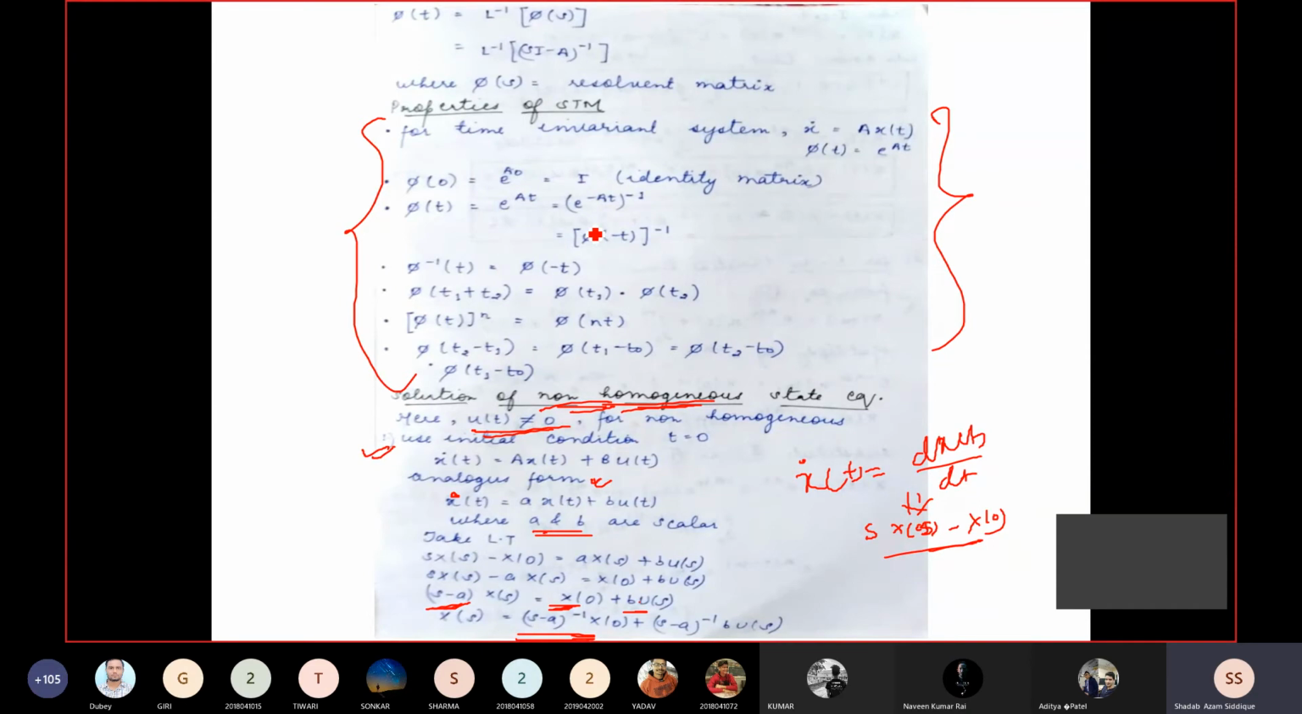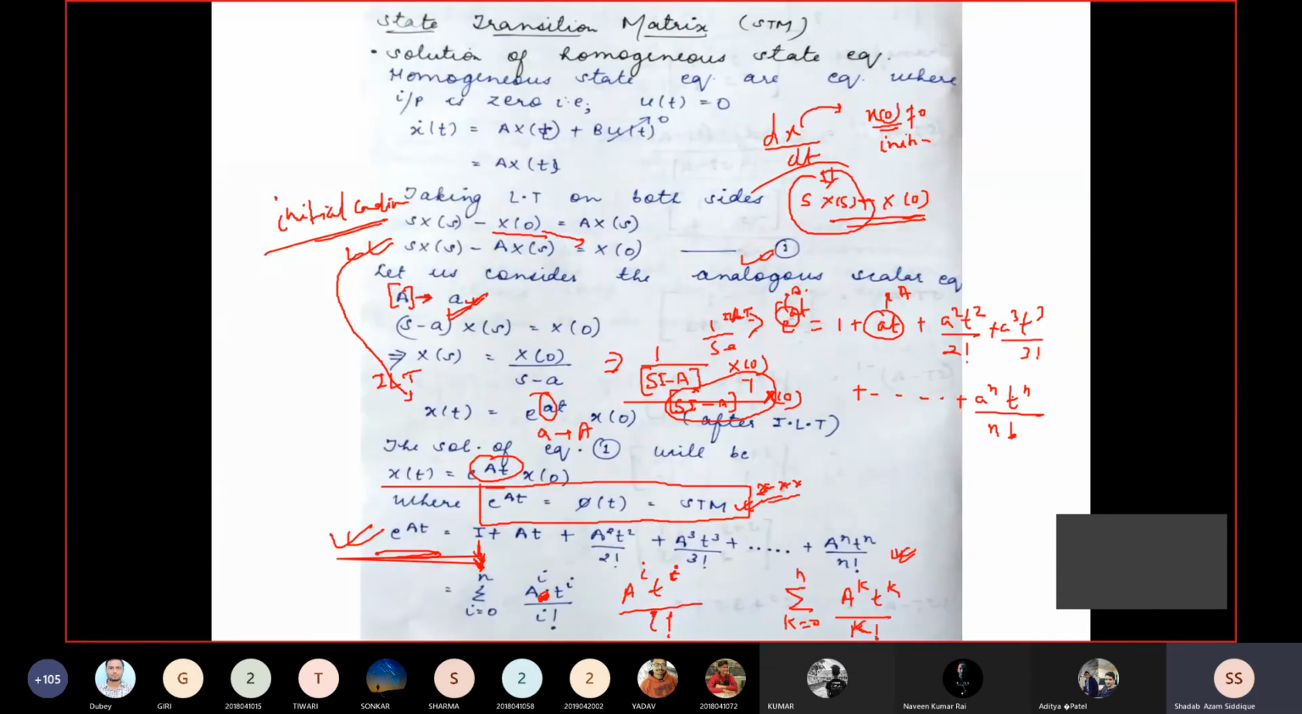Okay, now we went through the solution of the non-homogeneous equation. Previously we went through the homogeneous equation. This is the solution of the homogeneous equation, and you can simply say what the solution was: x of t is equal to e to the power At times x of 0. So this is the solution of the homogeneous equation.